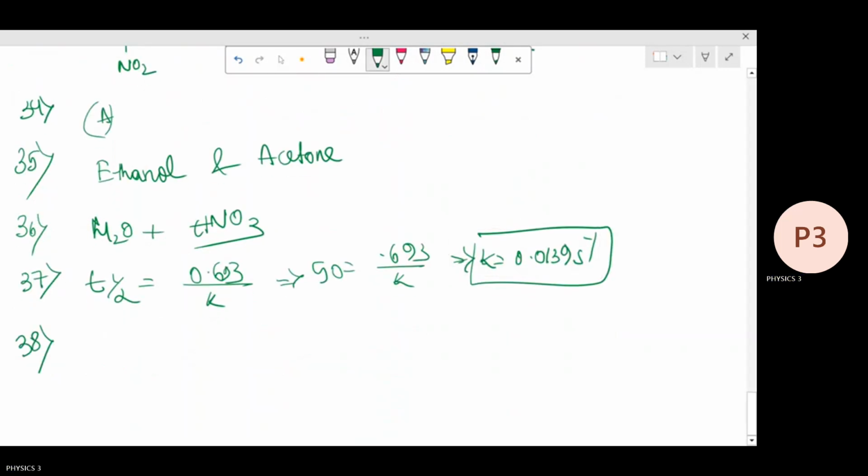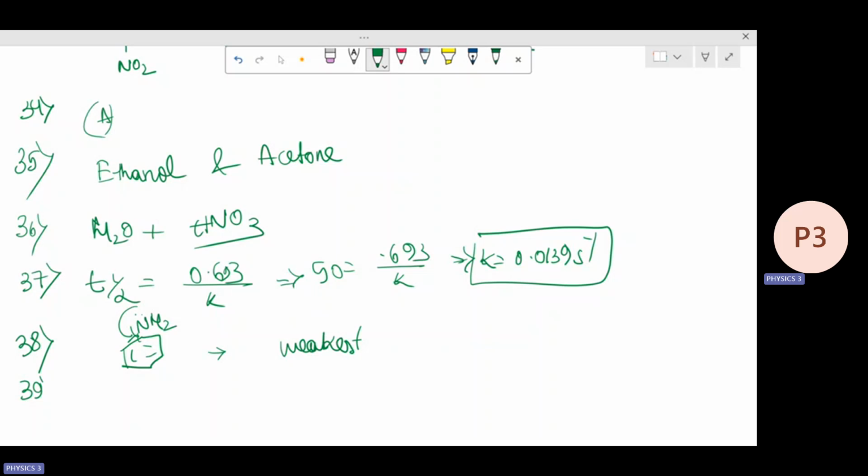Question number 38 is: which of the following is the weakest base? Now guys, the one which can't donate the lone pair easily will be the weakest base. If I see aniline, the lone pair is involved in resonance. Hence, aniline will be the weakest of all.